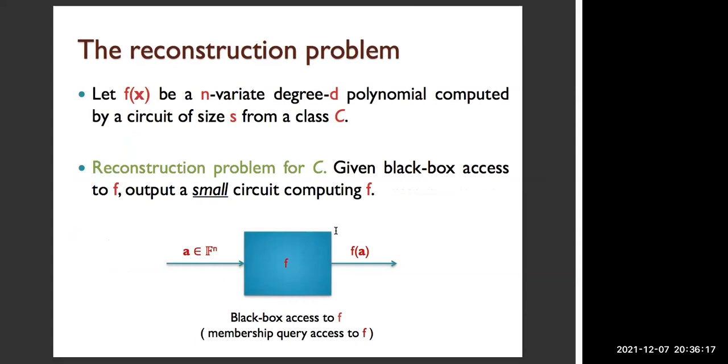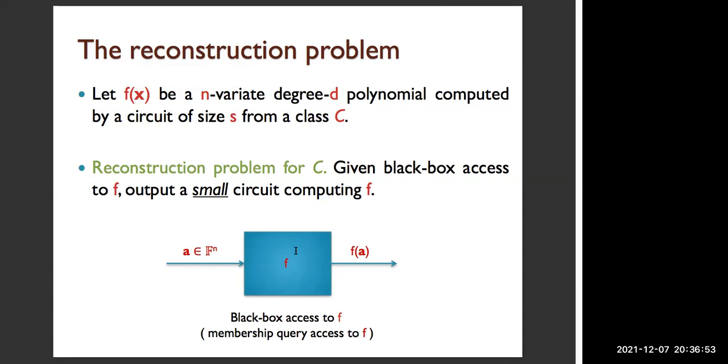So what's the reconstruction problem? It's a learning problem for arithmetic circuits. Formally, suppose f is an n-variate polynomial of degree d that is computed by a circuit of size S from a class C. C is a class of circuits, for example, depth 3 circuits or depth 2 circuits and so on. The reconstruction problem for this class C is the following: you're given black box access to this polynomial f, and you want to output a small circuit computing f.